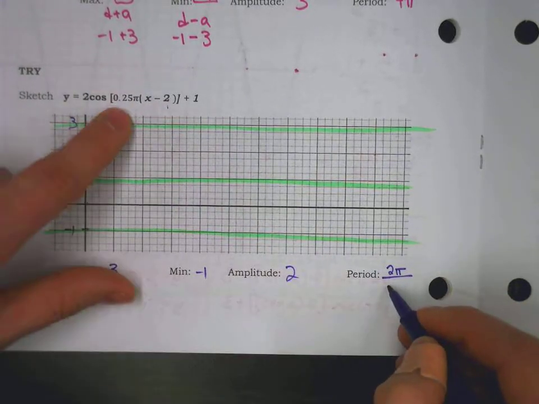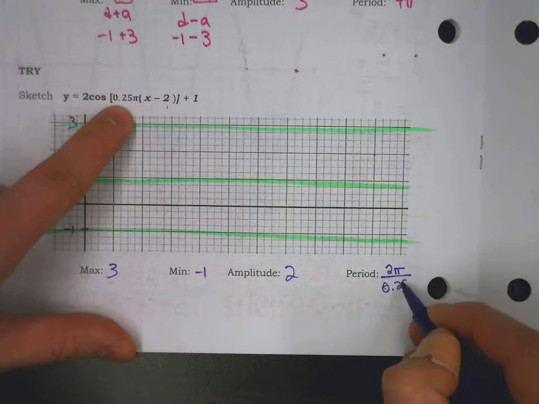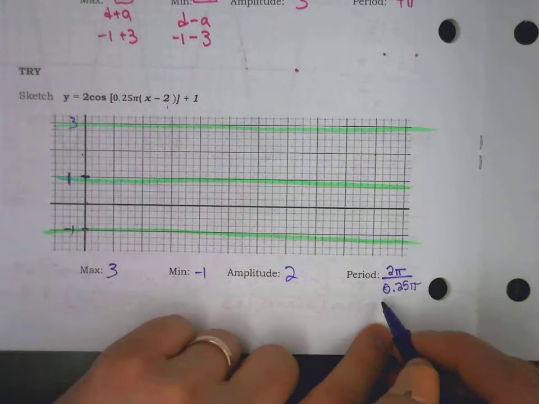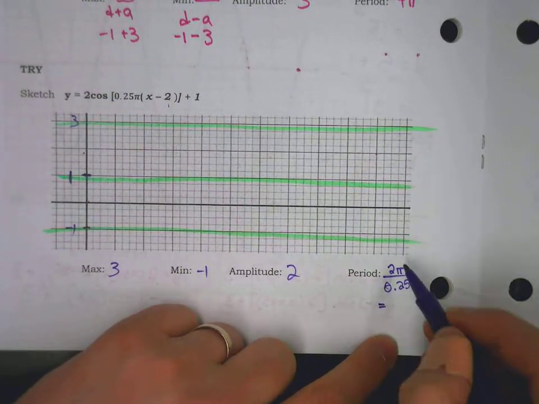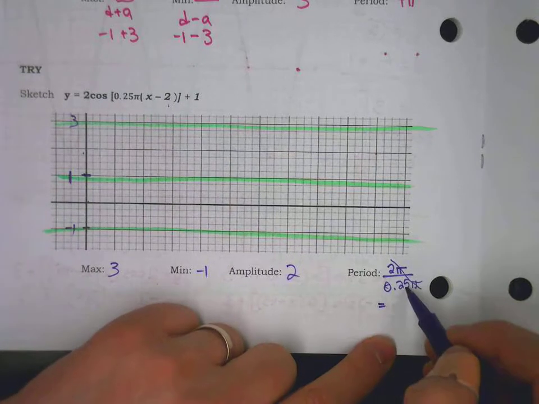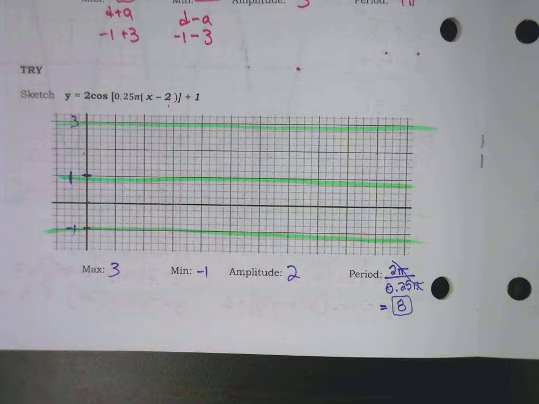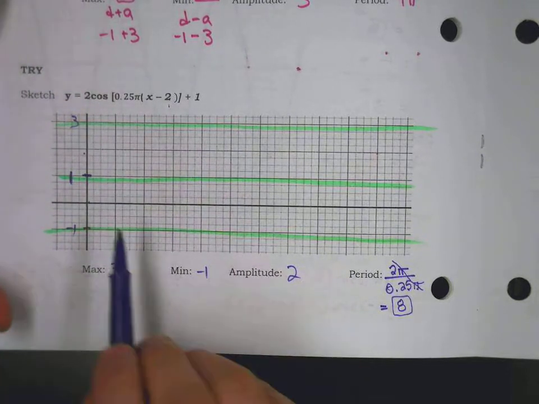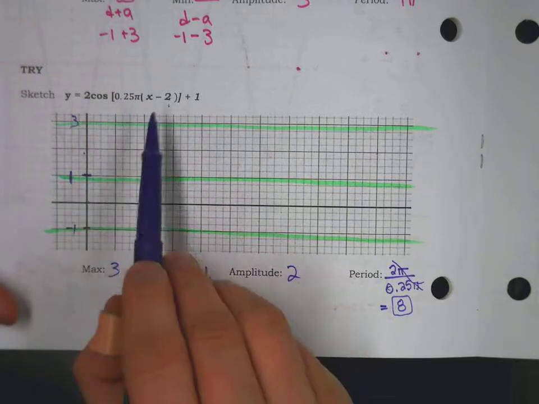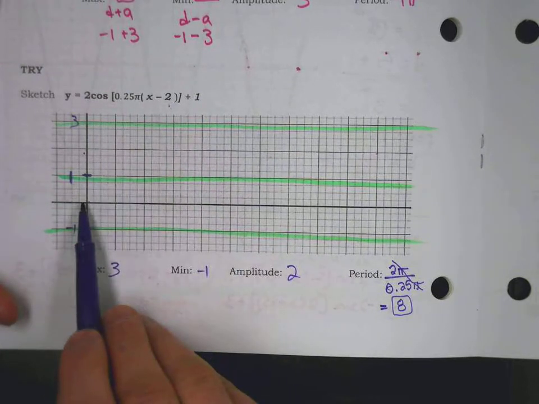divided by 0.25 pi. That number actually cancels out a lot. 2 divided by a quarter is actually 8. It's going to take 8 radians to make a full wave. This seems strange because there's no pi in it, but it's actually unbelievably convenient because it takes 8 to make a wave, shifting 2 to the right.